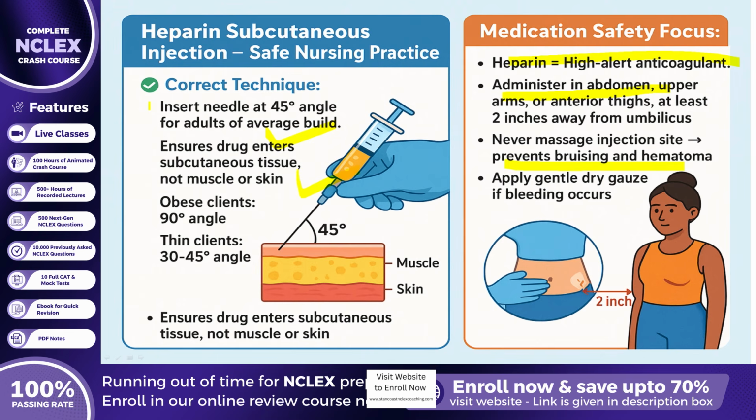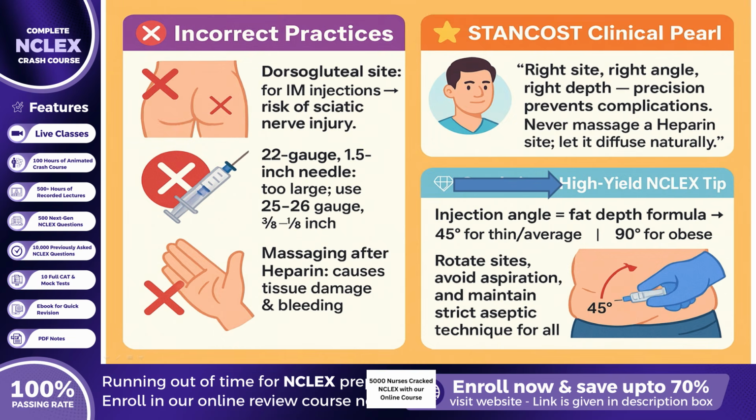Option A, which involves selecting the dorsogluteal site, is incorrect because this site is used primarily for intramuscular injections and poses a risk of sciatic nerve injury. Option B, using a 22-gauge, 1.5-inch needle, is also inappropriate since that size is intended for intramuscular injections. Subcutaneous injections require a much smaller needle, typically 25 to 26 gauge and 3/8 to 5/8 inch in length.